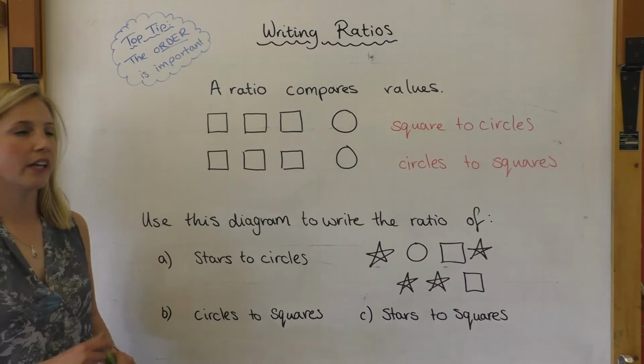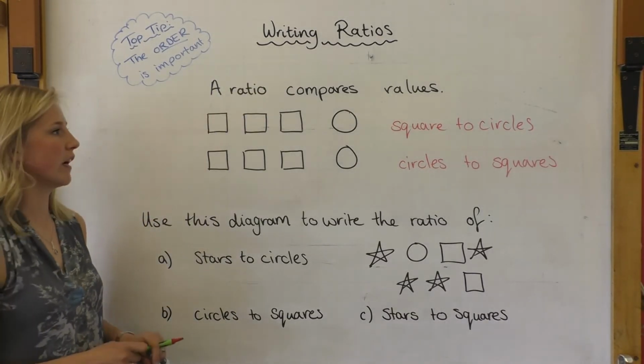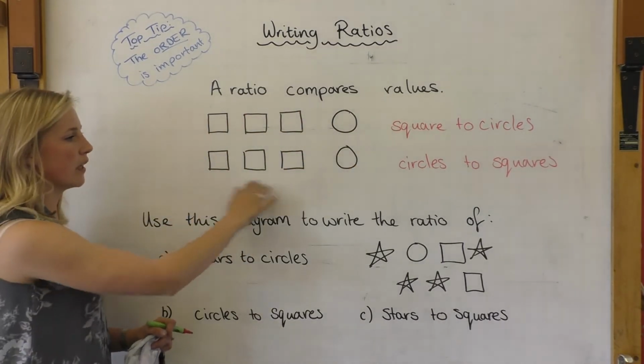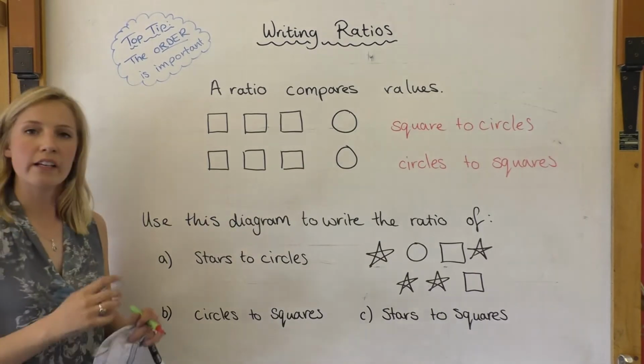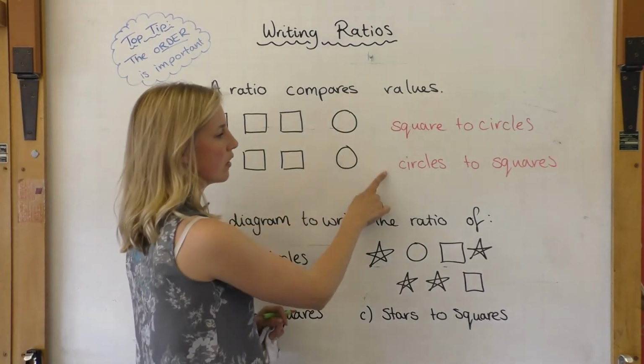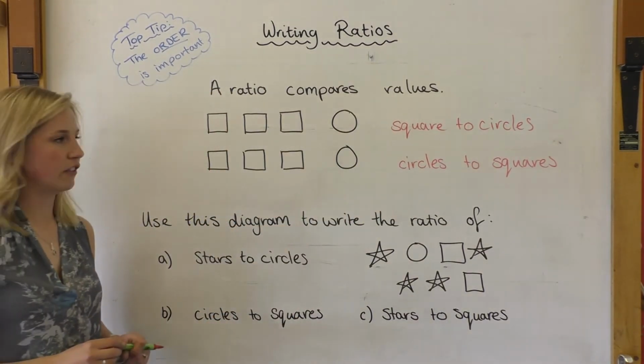Today we're going to be looking at writing ratios. A ratio is a way for us to compare values. So when we look at this diagram here, you can see I have squares and circles. So I can write a ratio in two ways for this diagram, either squares to circles or circles to squares. And you'll see that they are slightly different.